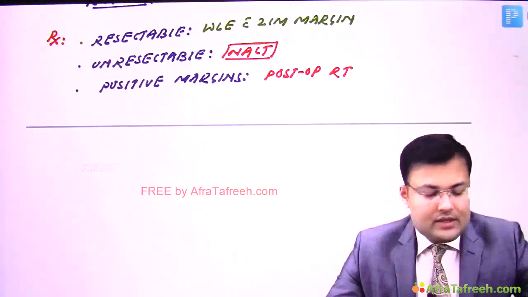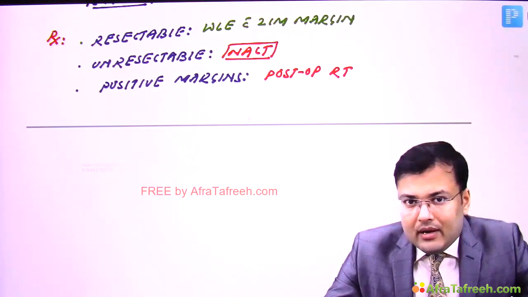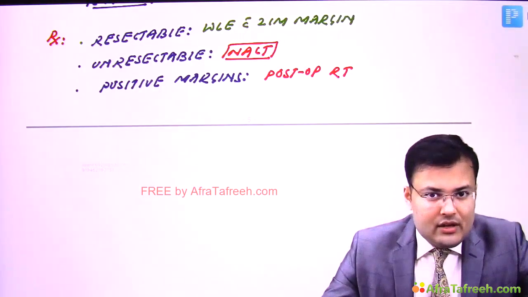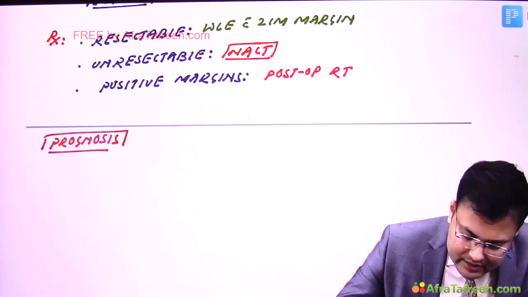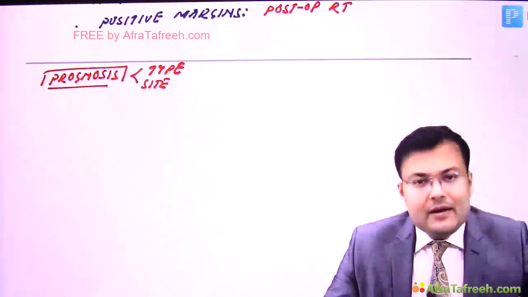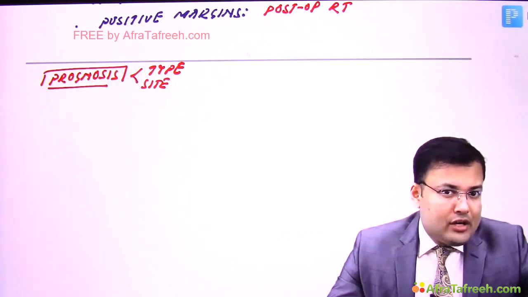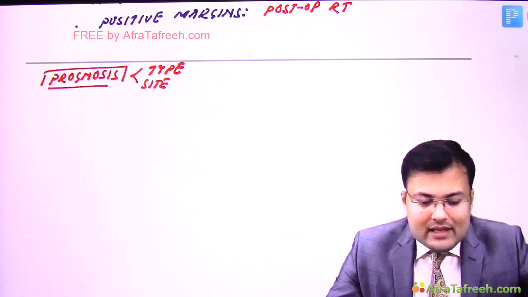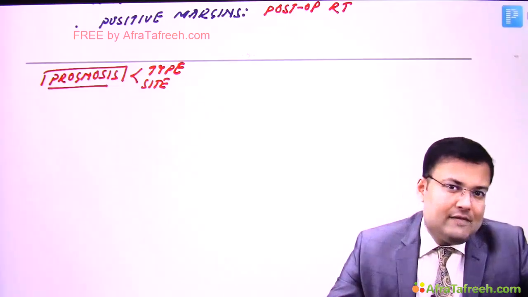Now coming to the prognosis. In this case, the prognosis is dependent on the histological type and the site, meaning location. Questions related to prognosis: prognosis is dependent on type and site. Clear? If you're talking about the type, which type has a favorable prognosis? The embryonal variant, which is the most common type, has a favorable prognosis, and the alveolar variant has an unfavorable prognosis.